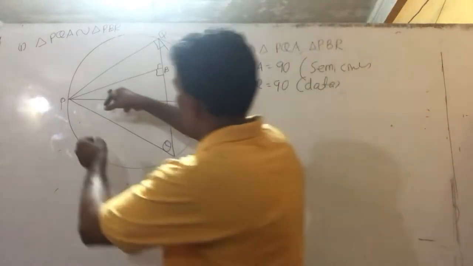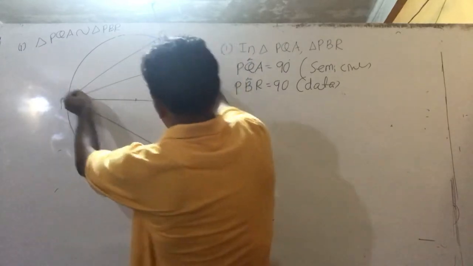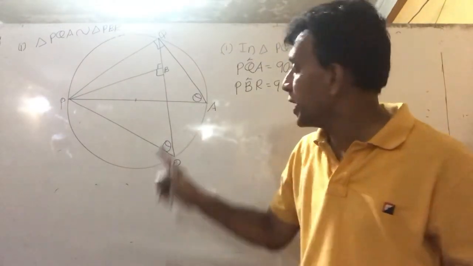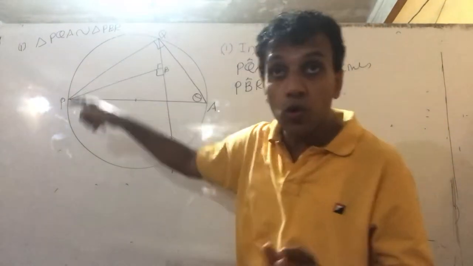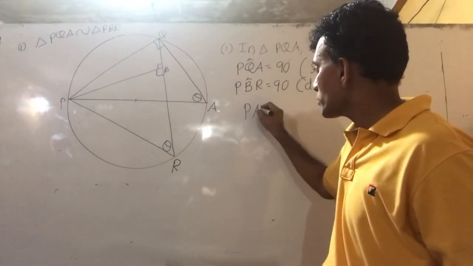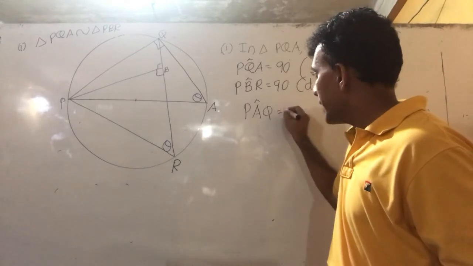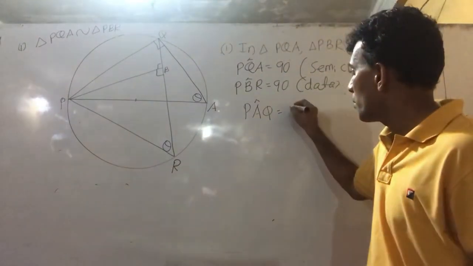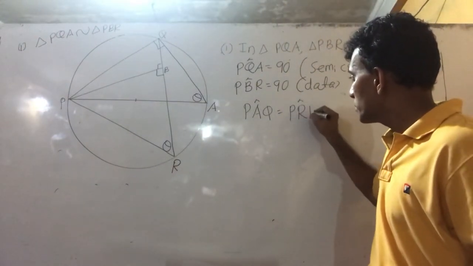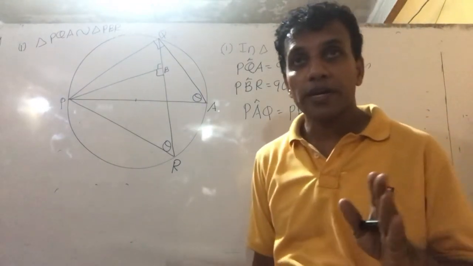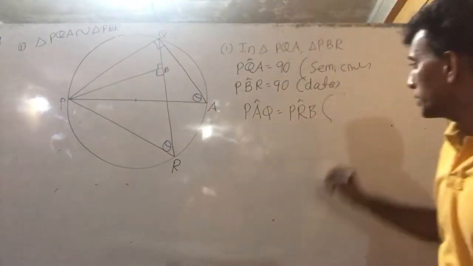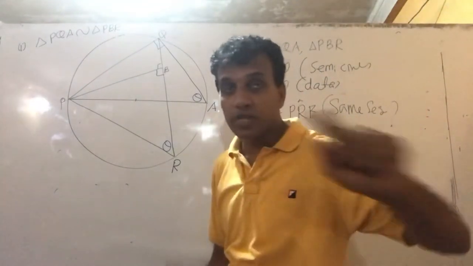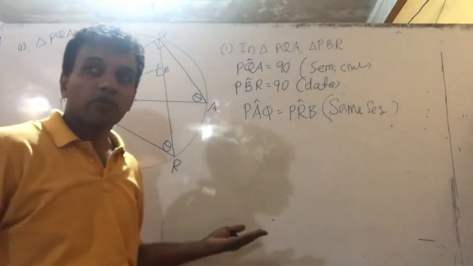Next one, by this arc here 90, the same arc here 90. In the triangle PQA, the biggest triangle, what is the name of this? PAQ, okay, PAQ equals the small triangle here, what? PRB. For that reason, what? Grade 9, 10 maths: same segment angle. Same segment angle. Therefore, problem solved.